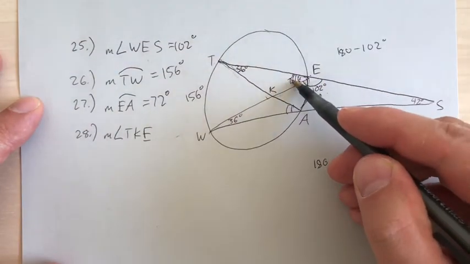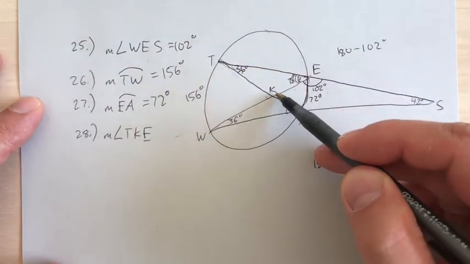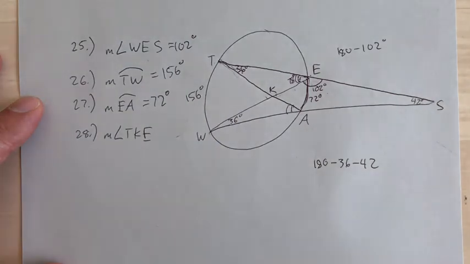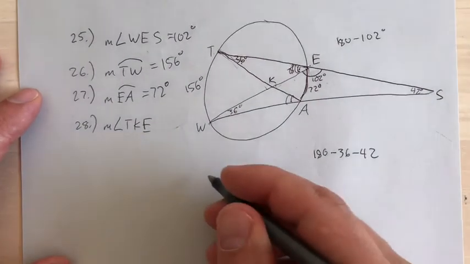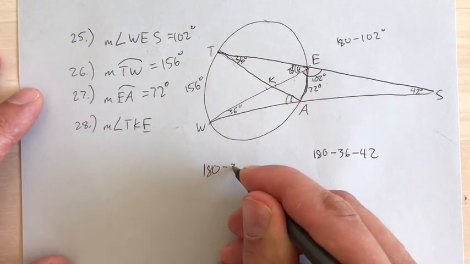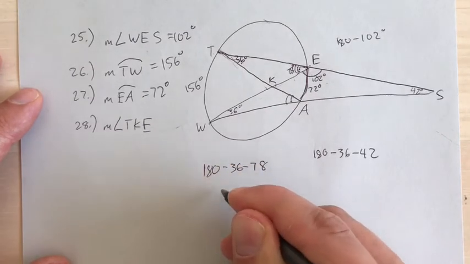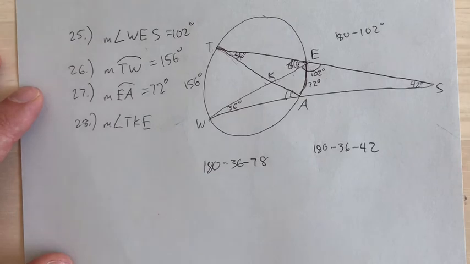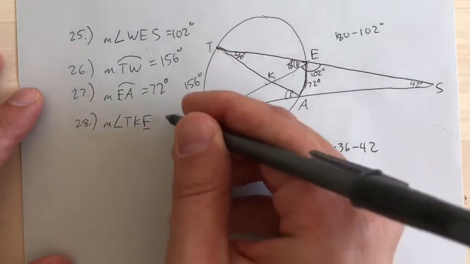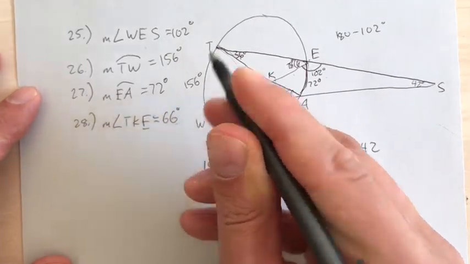So if I know this is 78, this is 36, to figure out K, I can just use the triangle sum theorem, make sure that they all add up to 180. So I'm going to do 180 minus 36 minus 78, and that would get me what TKE is. So 180 minus 36 minus 78 is 66. So the final answer, 66 degrees.